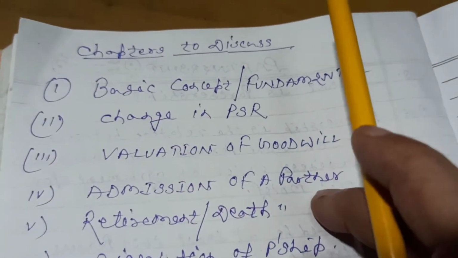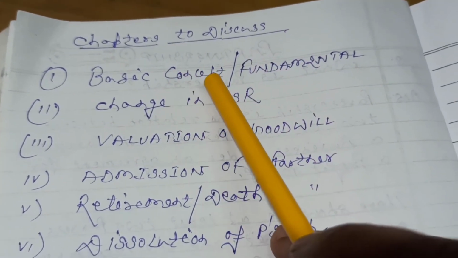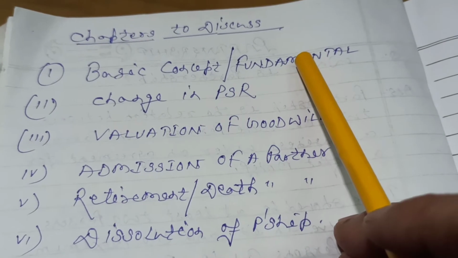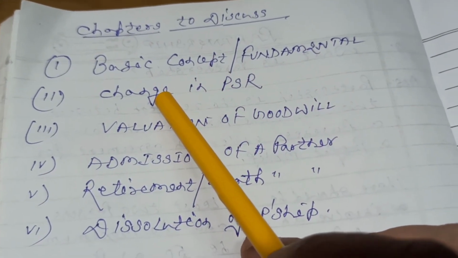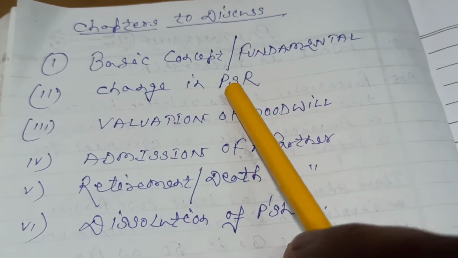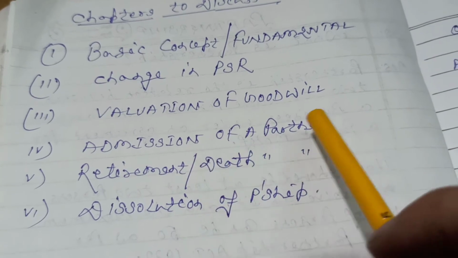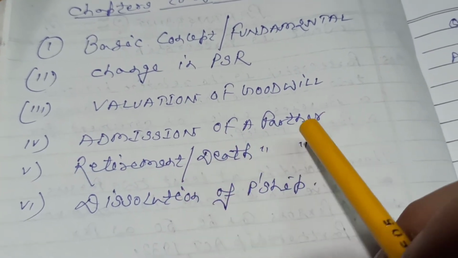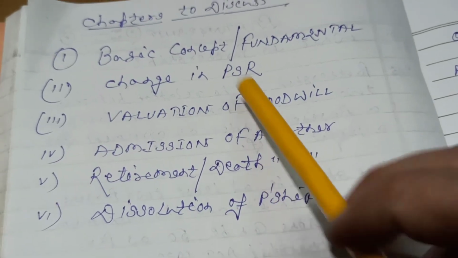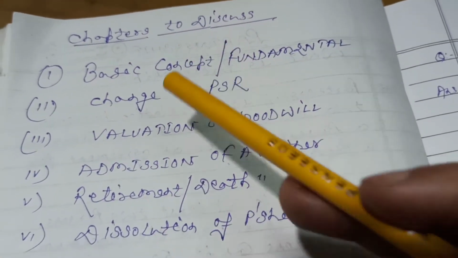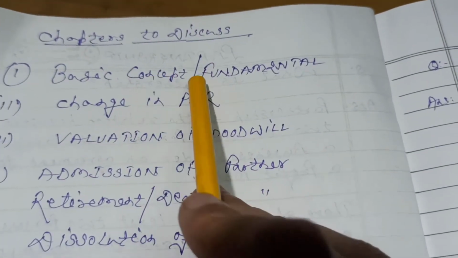So what are the chapters which we'll have to discuss in partnership? The first one is basic concept, popularly known as fundamentals of partnership. The second one is reconstitution of partnership, that is change in PSR, profit sharing ratios, valuation of goodwill, admission of a partner, retirement or death of a partner, and last but not the least, dissolution of partnership. These are the chapters which we will discuss one by one. Now we are proceeding with the basic concept.